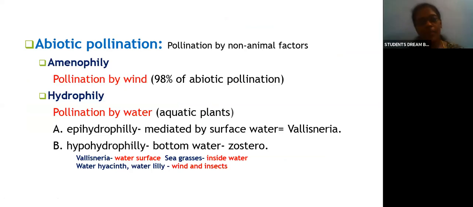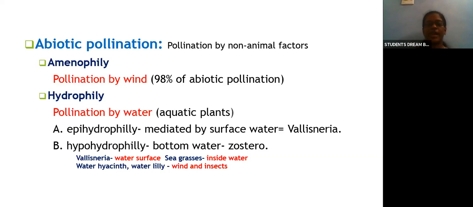Next is abiotic pollination. Abiotic pollination is by non-animal factors. So what is it? By wind and by water. Pollination by wind is known as anemophily. Through water is known as hydrophily. Clear? So anemophily is pollination by wind, which is 98% of the abiotic pollination. 98% of abiotic pollination is through wind. Clear? So hydrophily can also occur sometimes in aquatic plants.